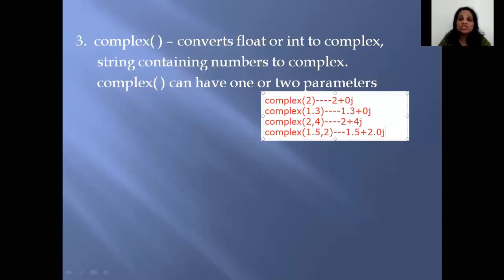So integers or floating point values can be converted to complex. This complex can have 1 or 2 parameters. What do I mean by that line? Can you see the first 2 lines? It has only 1 element in the bracket. The next 2 times it has 2 elements in the bracket.